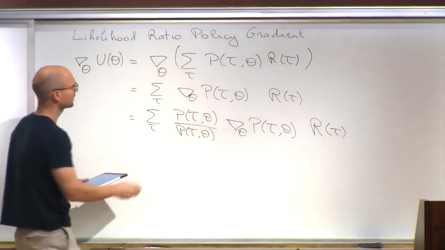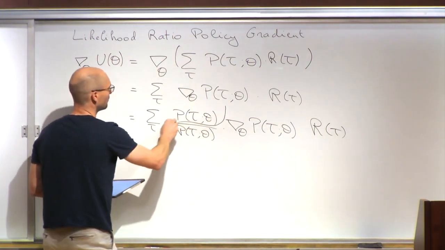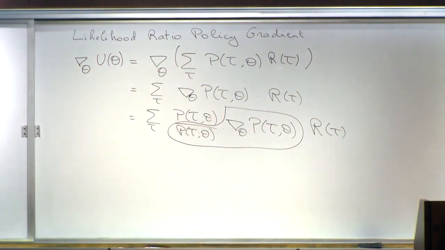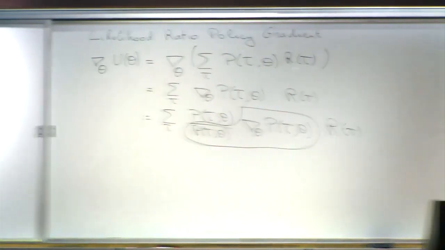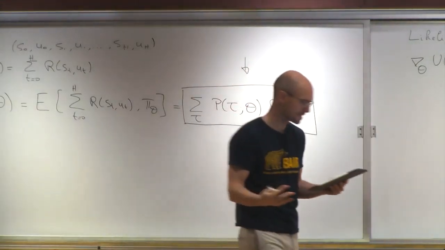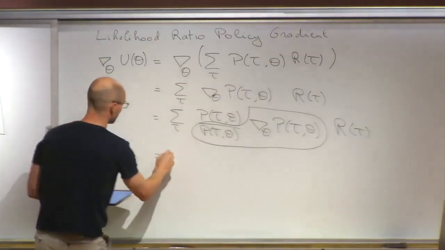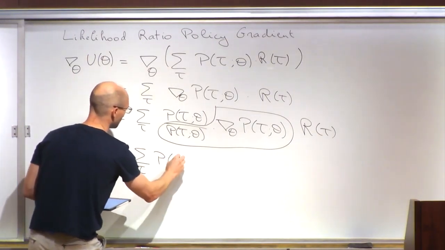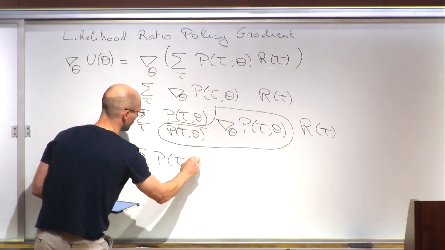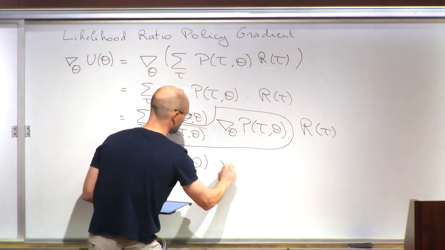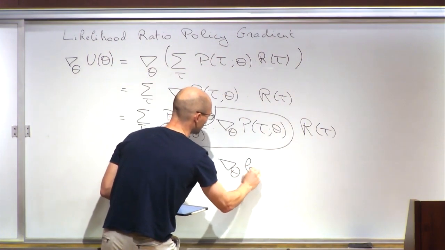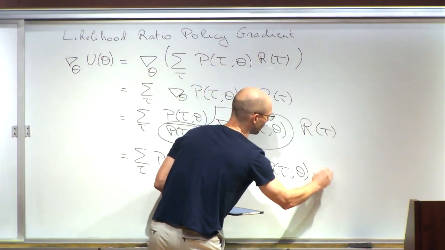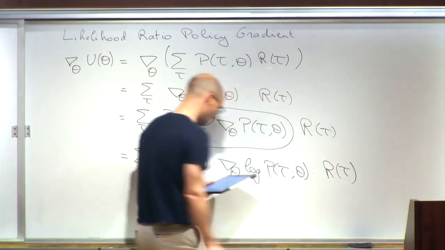Now, let's look at this combination here. The gradient of p over p itself, that's the gradient of the log of p. So we can rewrite this as the sum over tau of p of tau given theta, times grad theta log p of tau given theta, times r of tau.